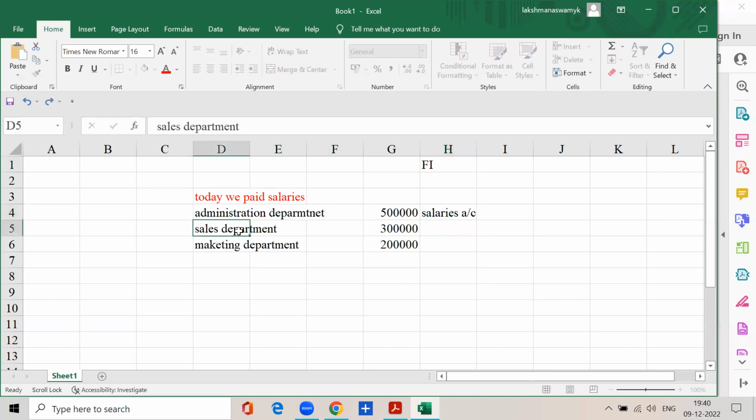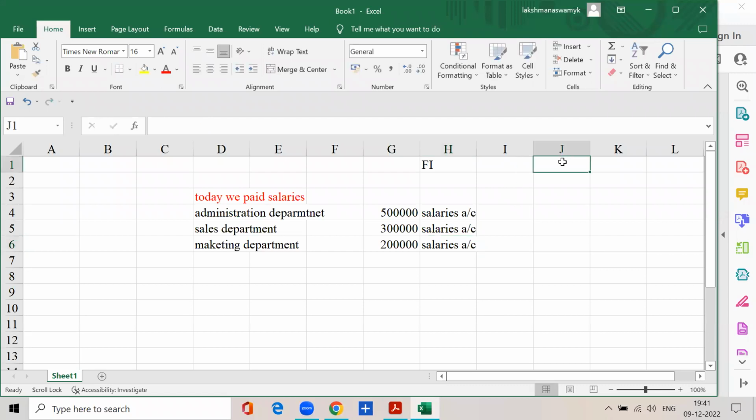right? Then we paid salaries of 3 lakhs to the sales department. Again, what is the nature of expenditure? Salaries. So in F5, again, salaries account is debited. Similarly, we paid salaries of 2 lakhs to the marketing department. So the nature of expenditure is salaries. Again, salaries account is debited in the finance account.